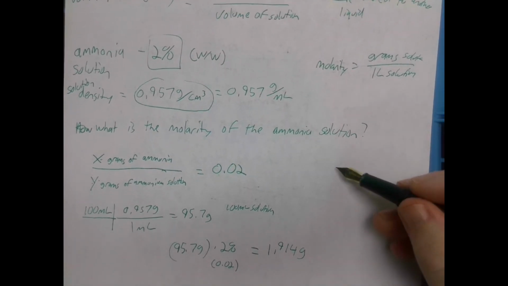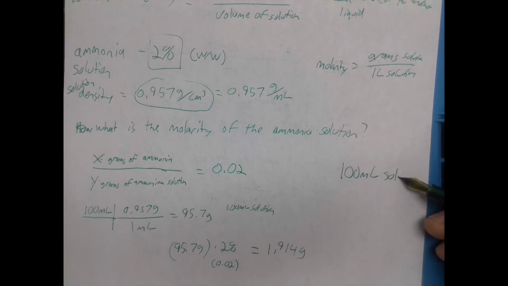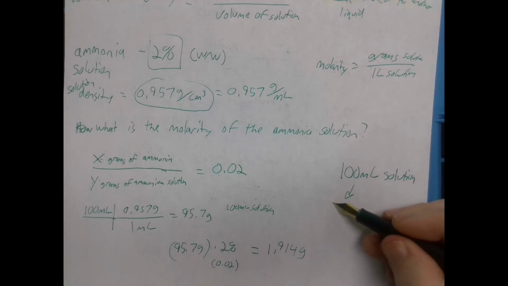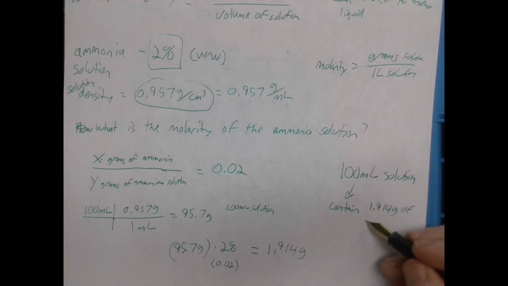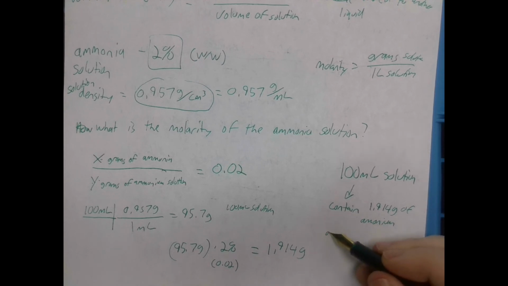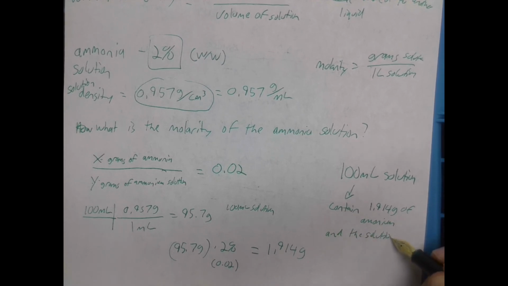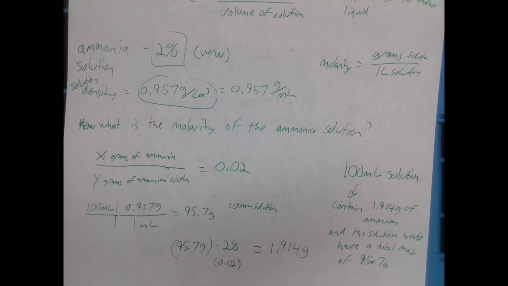So that means if you have a 100 milliliter solution, it would contain 1.914 grams of ammonia, and the solution would have a total mass of 95.7 grams. And that's how they got the percentage. 1.914 grams divided by 95.7 grams is equal to 0.02, which is 2%.